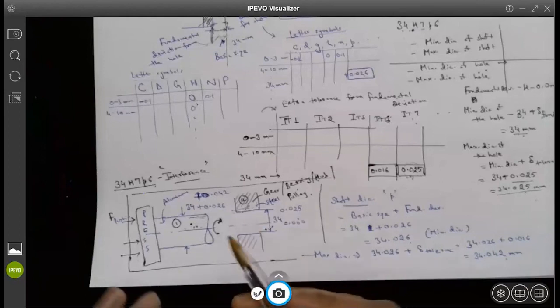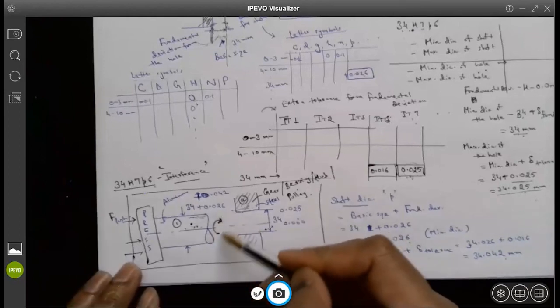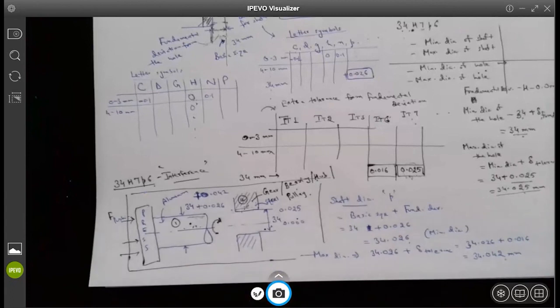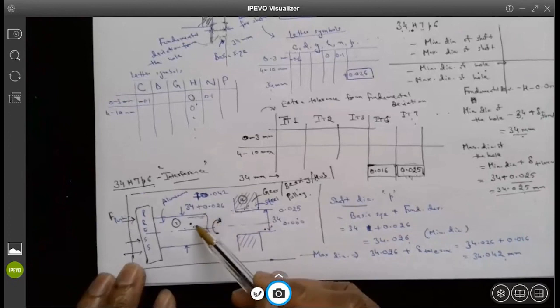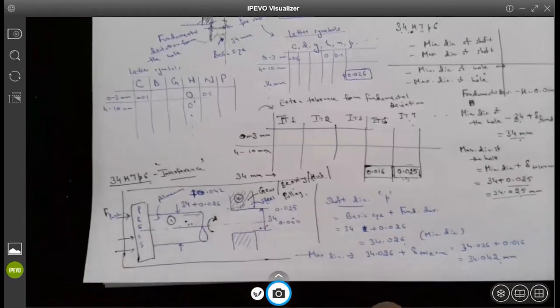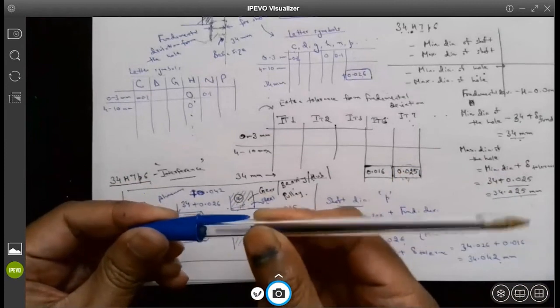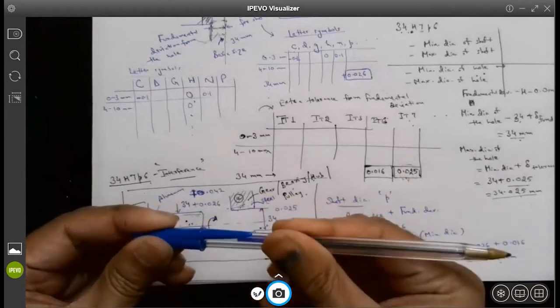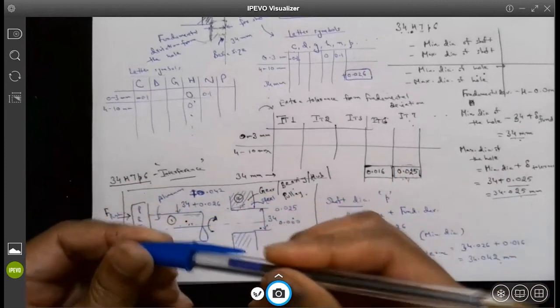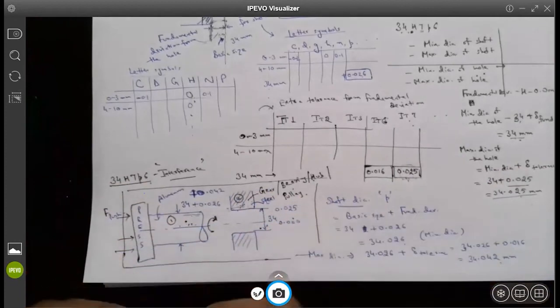Basically, who is preventing the relative slippage between this and this? Friction. It's friction, right? Basically, you are clamping the two parts together. So, for example, this is one part, and this is another part, and I want to rotate it. What is preventing the relative rotation? It is the friction between the two surfaces, right?